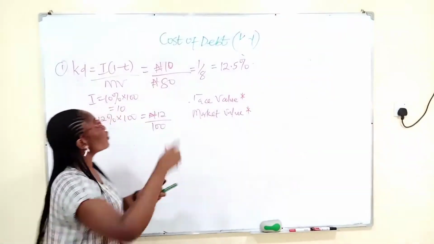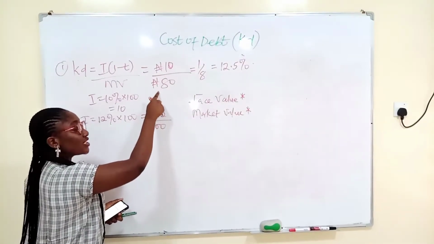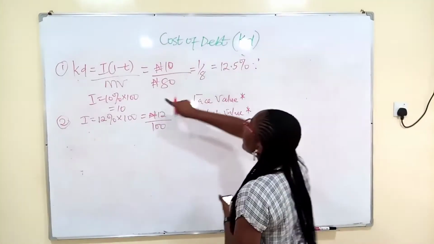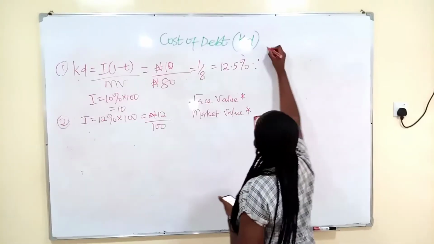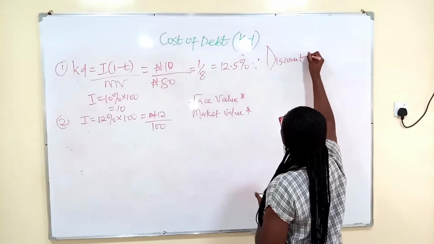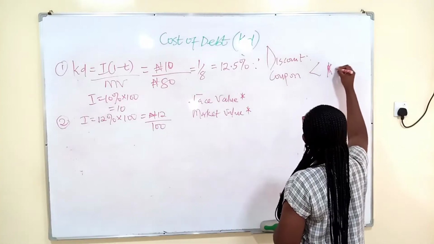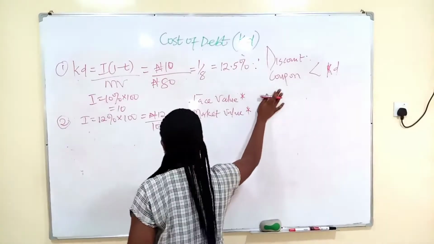You could trade at a discount, meaning trading less than par, less than 100. Whenever a debt is trading at a discount, the coupon will always be less than the cost of debt. I don't want to go into all these rules, but this is a way to know if your answer is correct.